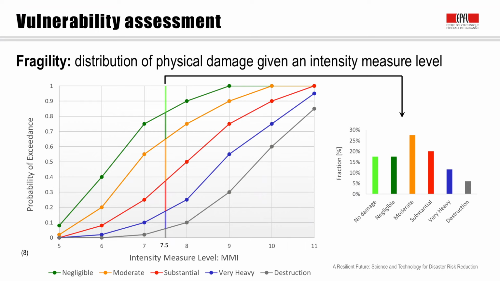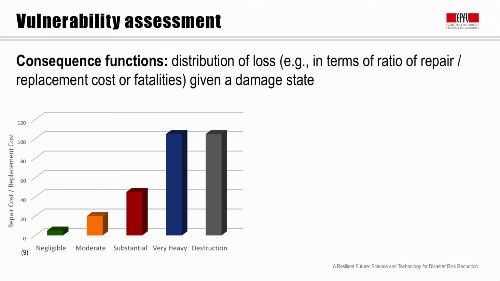Fragility expresses the distribution of physical damage given an intensity measure level. This graph illustrates this point. For any value of observational intensity in the modified Mercalli intensity scale, one can obtain the fraction of buildings that are expected to show one of the 5 physical damage states indicated in the horizontal axis, which range from negligible to collapse.